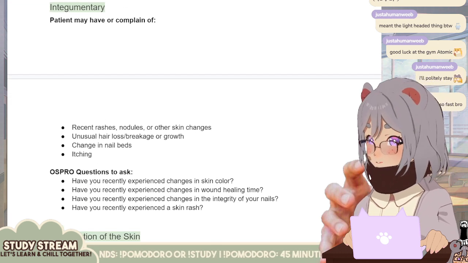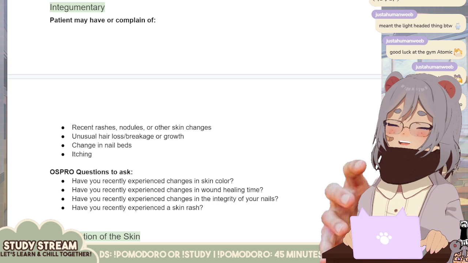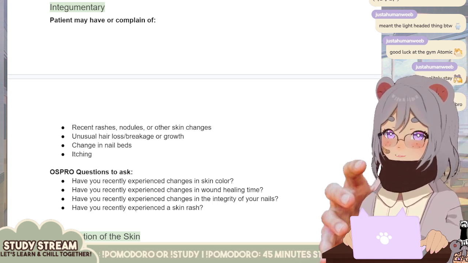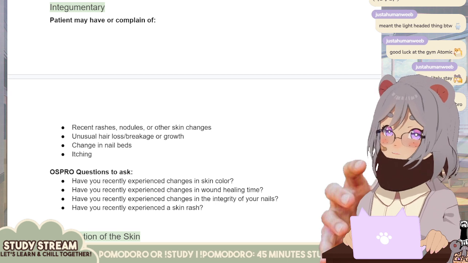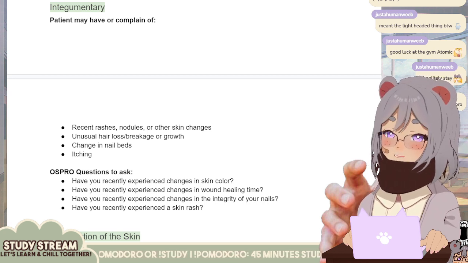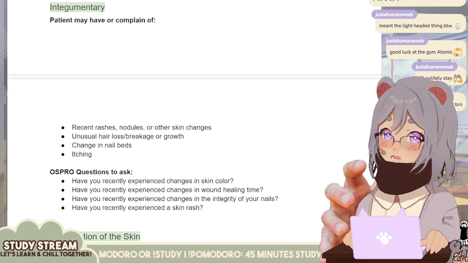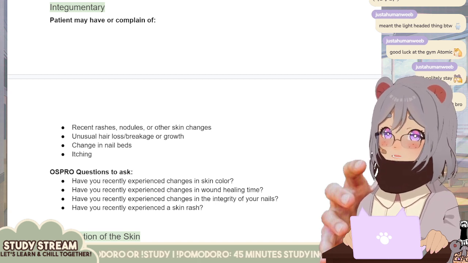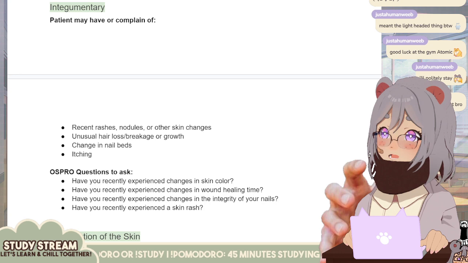I can't say this word. The integumentary system is our skin. Patients may complain of recent rashes, nodules, or other skin changes, unusual hair loss or breakage, or even hair growth, change in the nail beds, and itching.